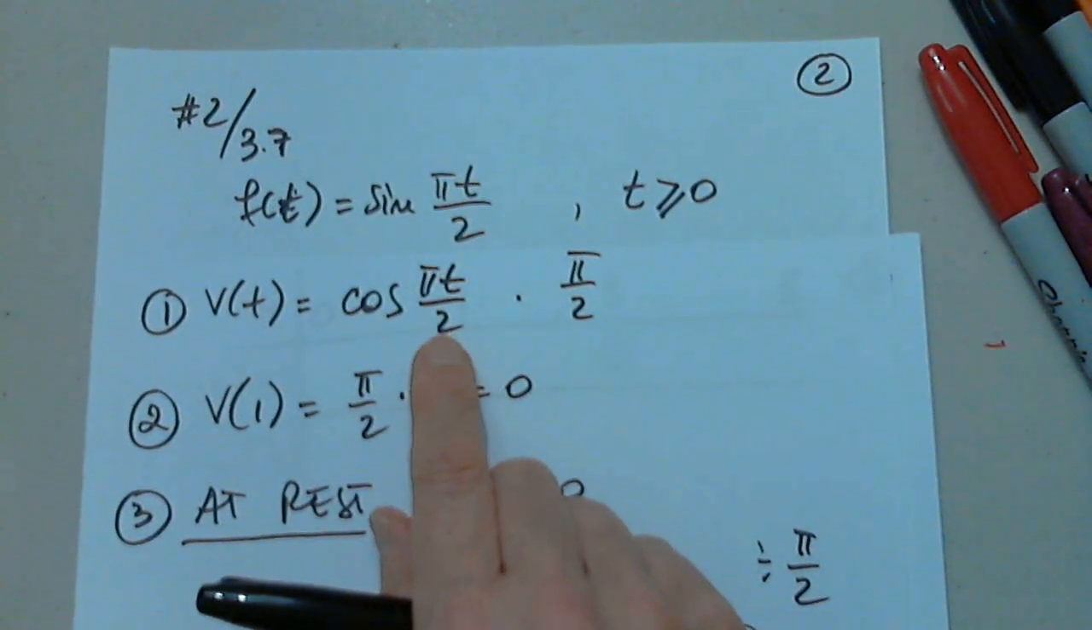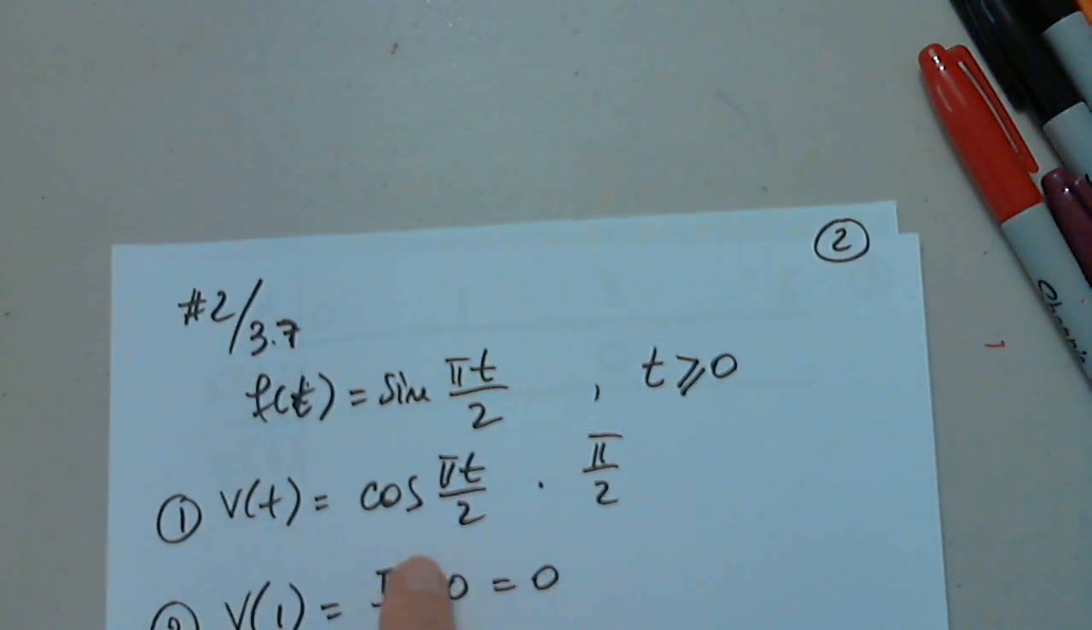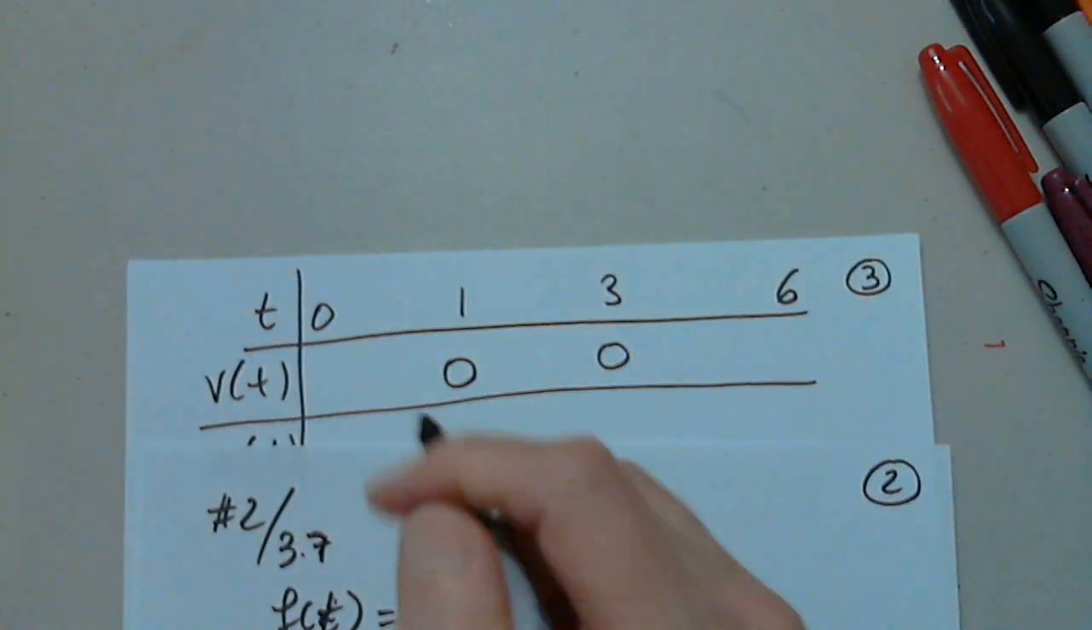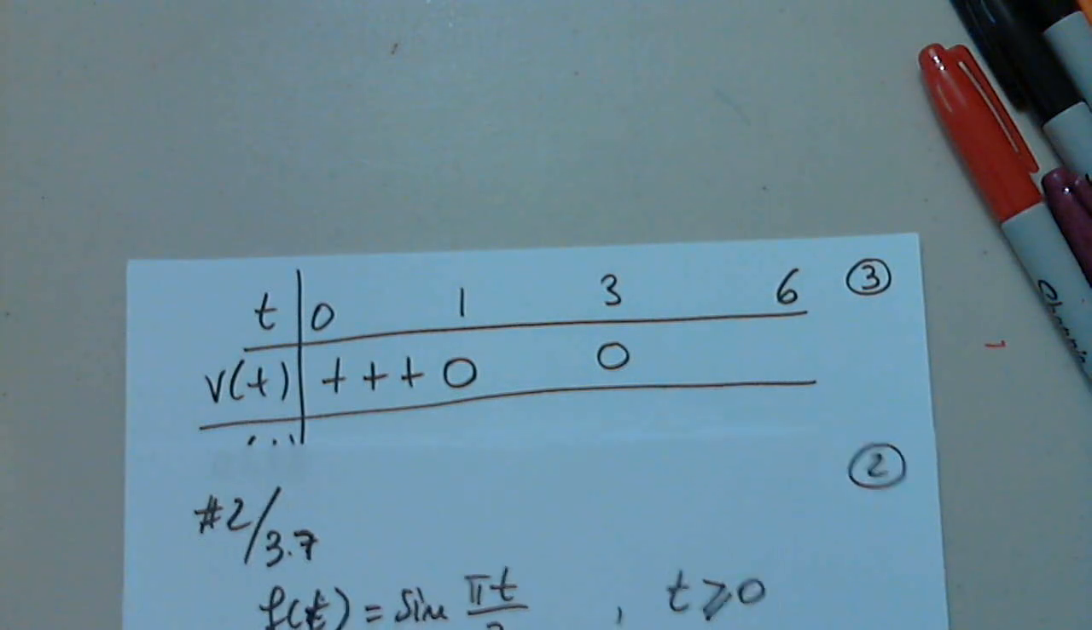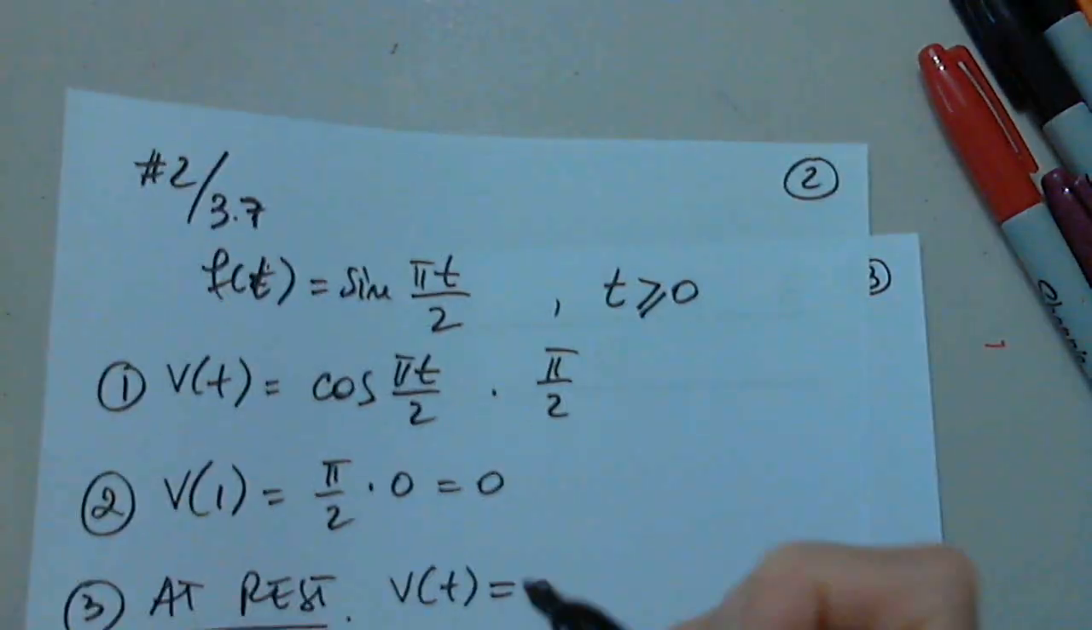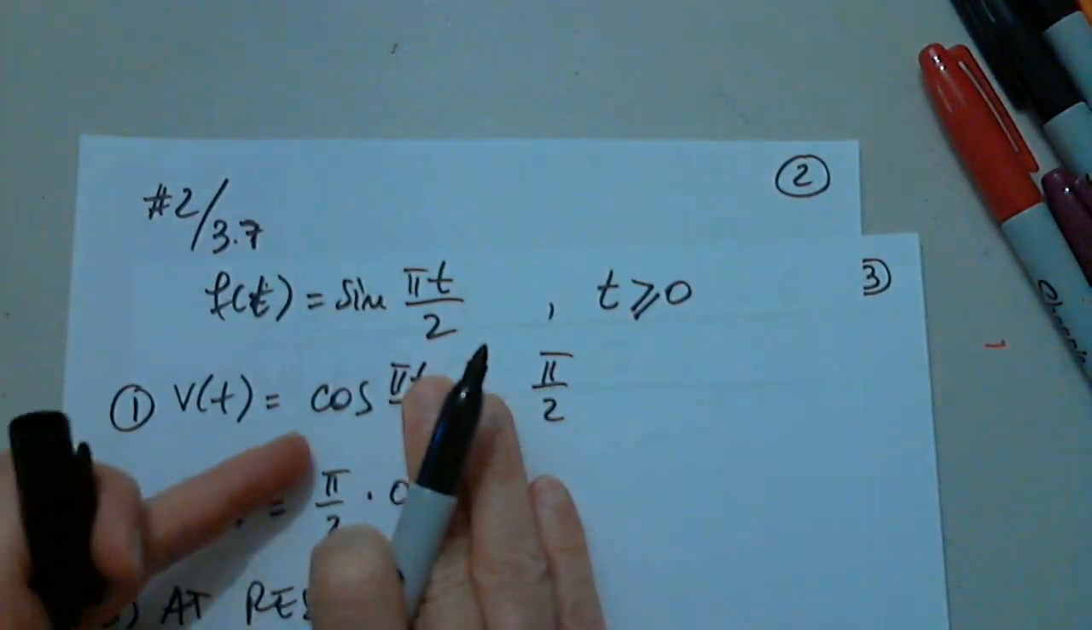So if I plug in 0, yes, I can, because it's 1, so it's positive. Now I'm going to plug in 2. 2 over 2 is 1, cosine pi is negative.